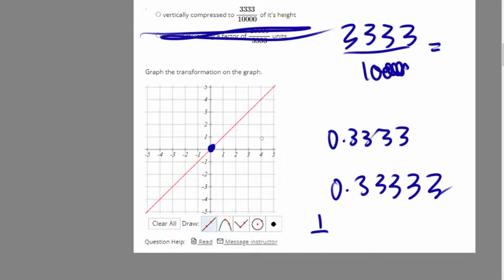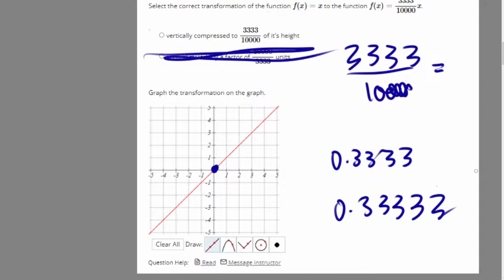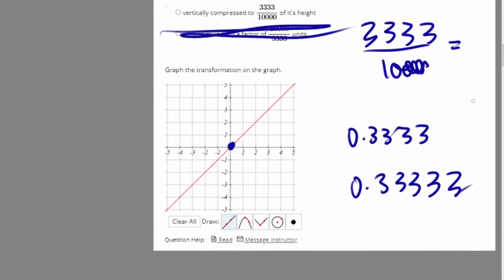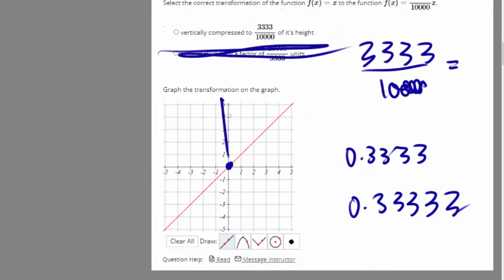Oh wait, sorry, hold on. Okay, my bad. We actually have the 3 on top. This is a little bit crazy with how we're supposed to graph it because we can't go up 3 and over 10,000. So we have to make educated guesses.